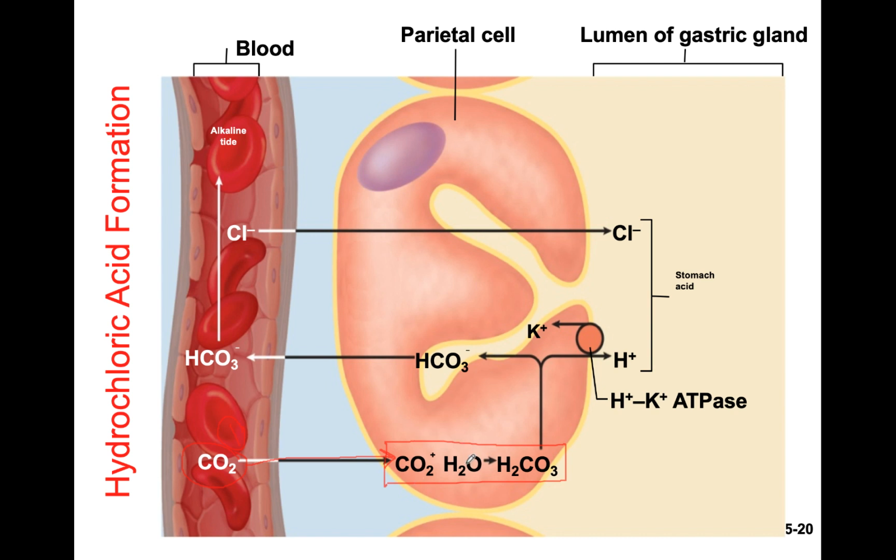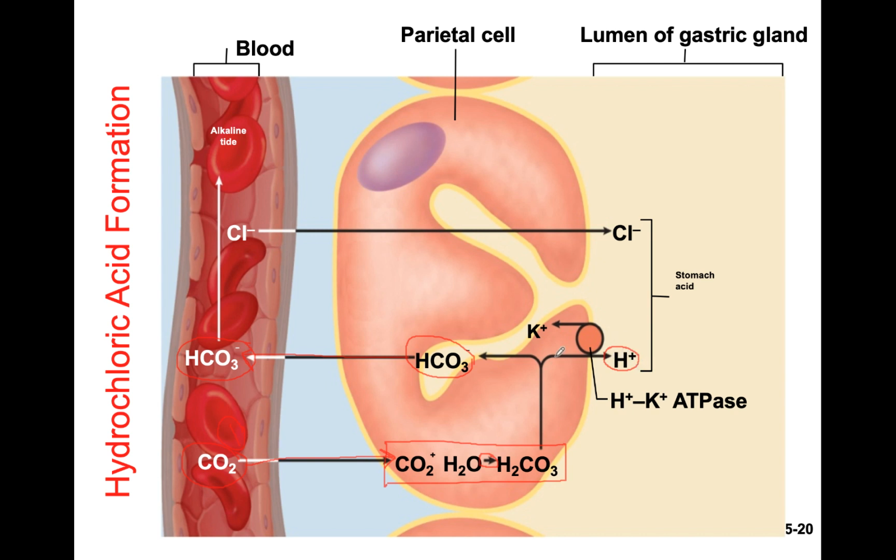CO2 plus H2O, using an enzyme called carbonic anhydrase, is going to turn into carbonic acid. Carbonic acid spontaneously dissociates into proton and bicarbonate. This bicarbonate, we really need it to go back into the blood because what do we know bicarbonate acts as in the blood? It acts as a buffer. But what we really needed here was the proton. More protons you have, the more acidic you become. And the whole goal of the stomach acid is to be very acidic.